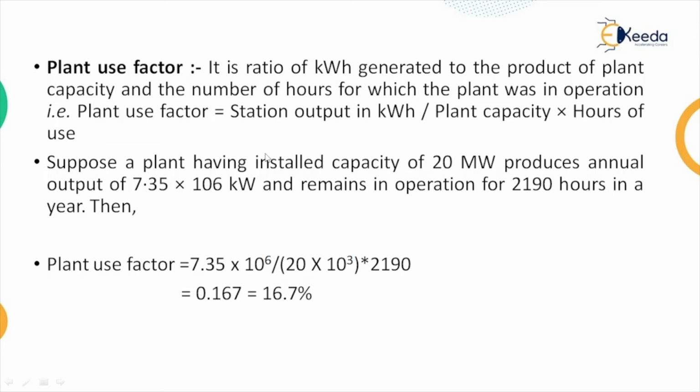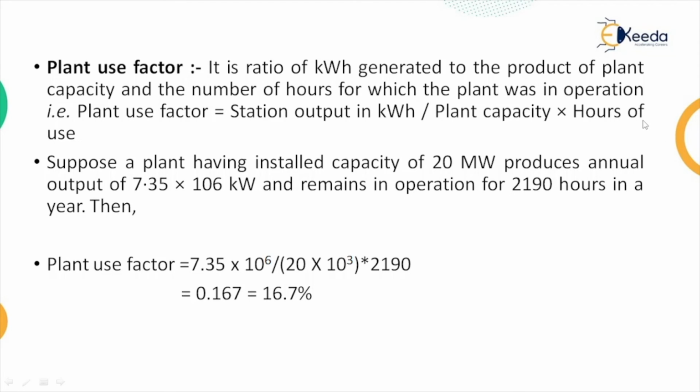Then plant use factor: it is the ratio of kilowatt hour generated to the product of plant capacity and the number of hours for which the plant was in operation. That is, plant use factor is equal to station output in kilowatt hour, meaning units generated, upon plant capacity in megawatt into hours of use.